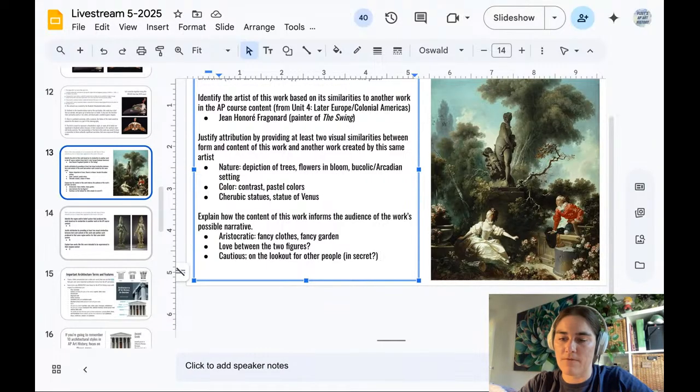Do you get credit for the identifier if you only know the artist's last name? Yes. Yeah, you don't need to know their first name.